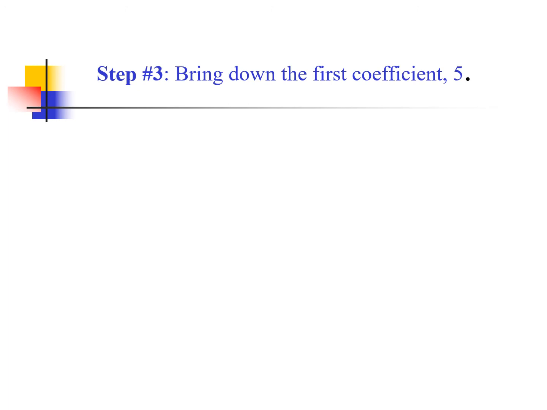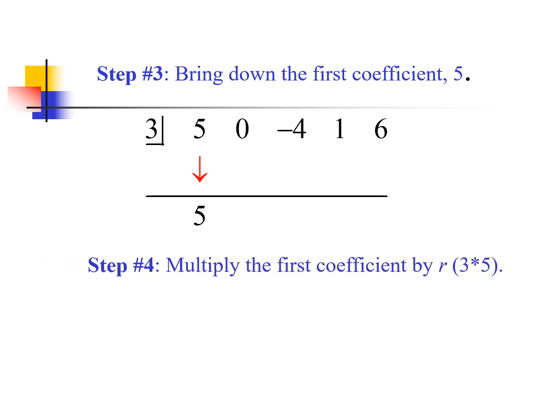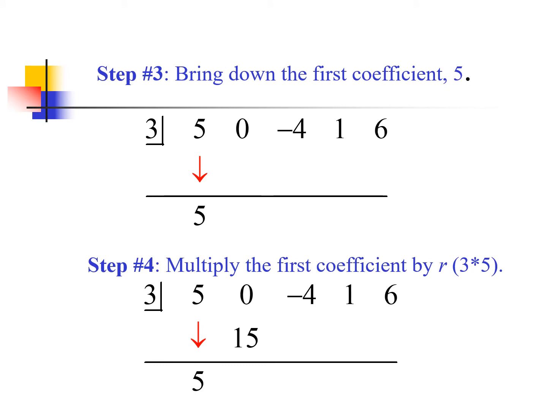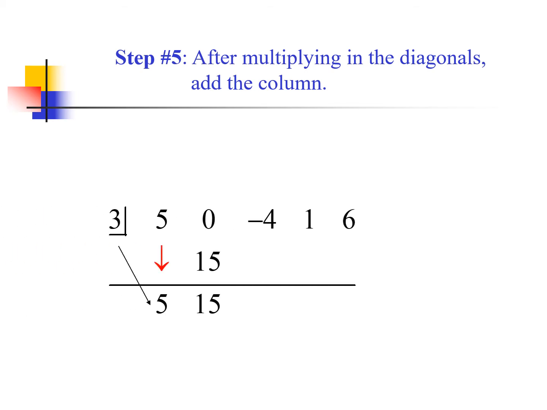Then we now proceed with the third step, and that is to bring down the first coefficient 5. After that, we multiply the first coefficient 5 by the constant 3 at the left side of the bar. So 5 times 3, that is 15. After multiplying in the diagonals, add the column. So again, we have 3 times 5, 15, and 0 plus 15, that will give us a sum of 15.